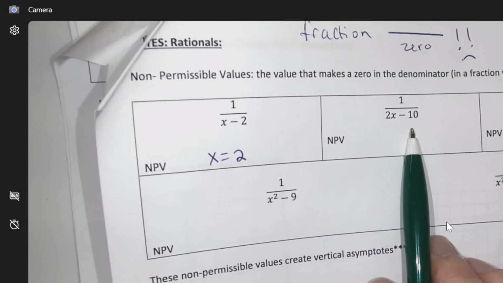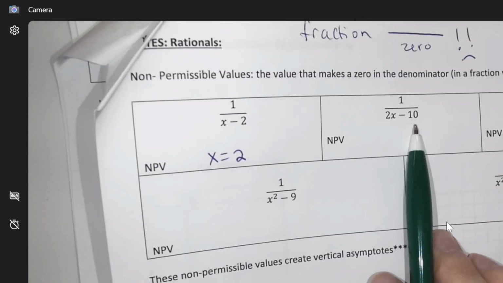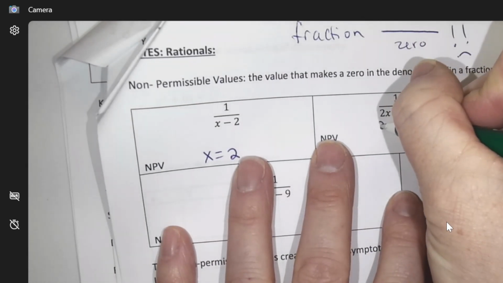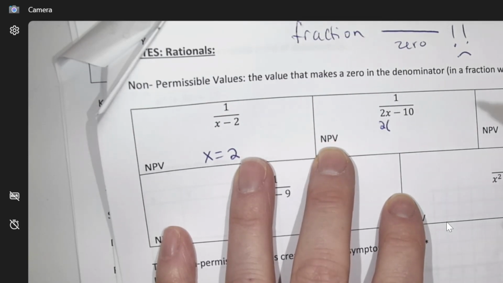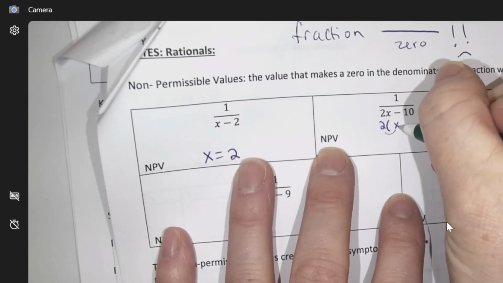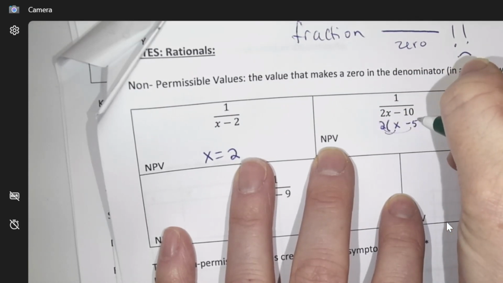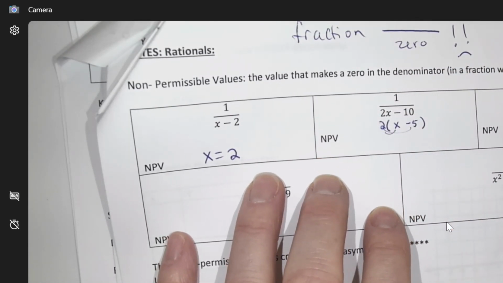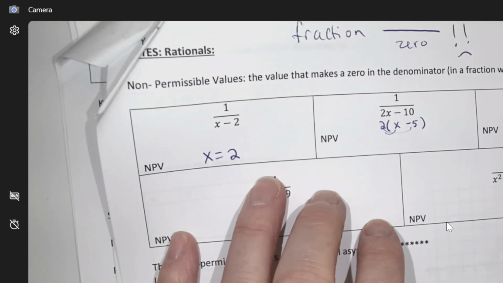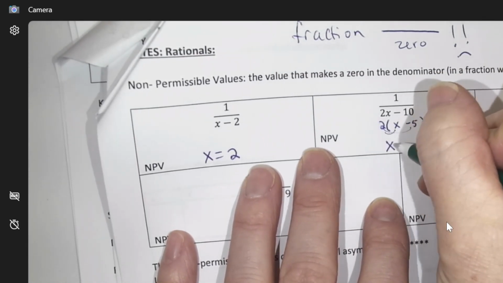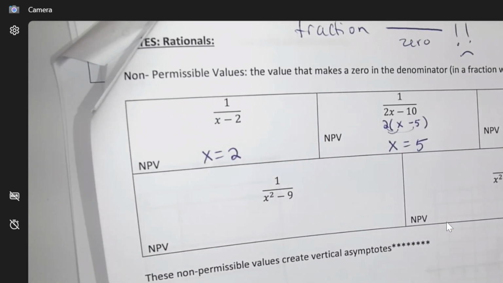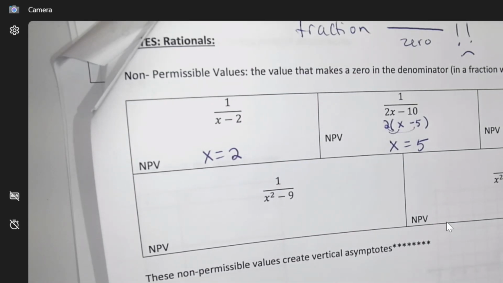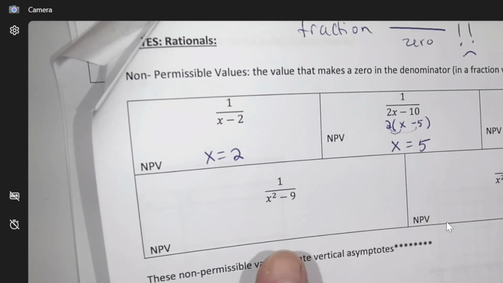Okay, so this I can factor. What is the style I would call this one? GCF. There's a 2 I can pull out, which makes 2 times x minus 5. So what x value am I not allowed to be at now? I can't be at 5. 2 times 5 is 10. 10 minus 10 makes that 0. Okay, I'm going to skip this one and do this last, actually.